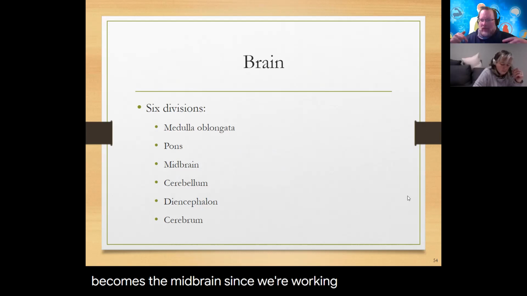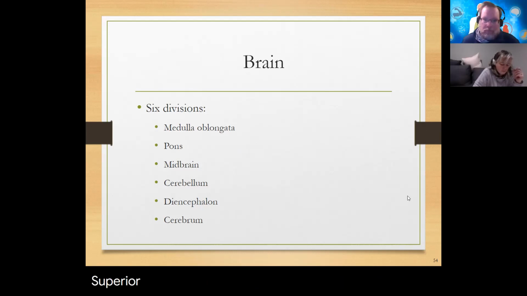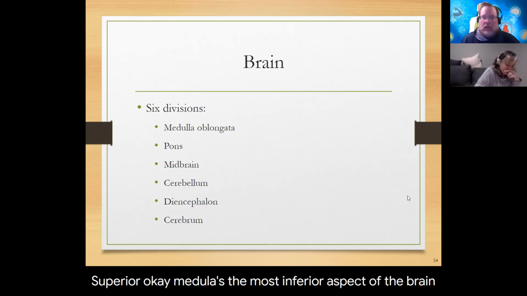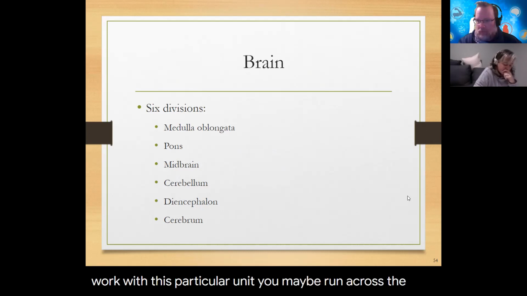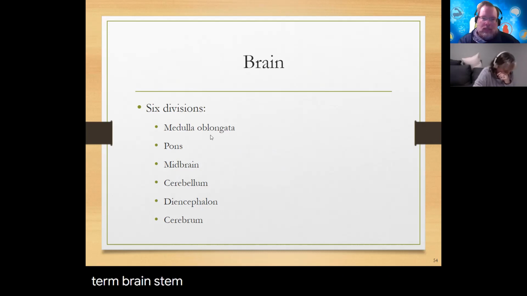In essence, we're working from inferior to superior. The medulla is the most inferior aspect of the brain, and then pons, and then midbrain going superiorly. Now, we can clump these first 3 together into something we call the brain stem. I'm sure many of you have heard that, or if you've started your work with this unit, you may have run across the term brainstem. And when we see brainstem, we're referring to these 3 items.